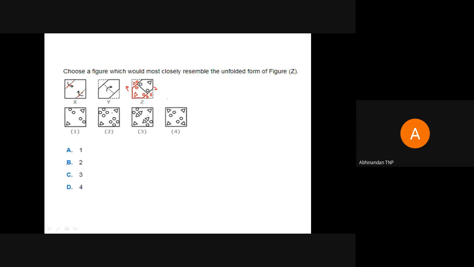Right? So which option is correct? 8 circles and 2 triangles. So this is the option. Option number 2 is correct. Right? Means B is the correct answer. Option number B is the correct answer.